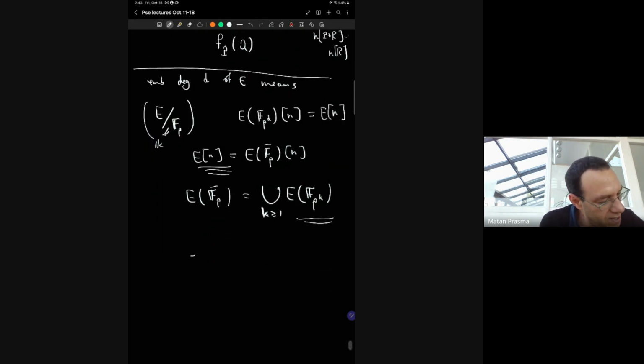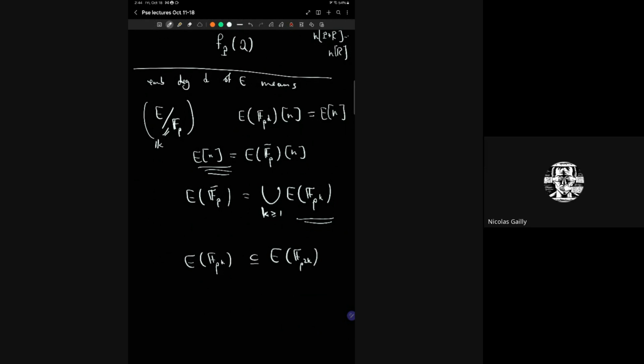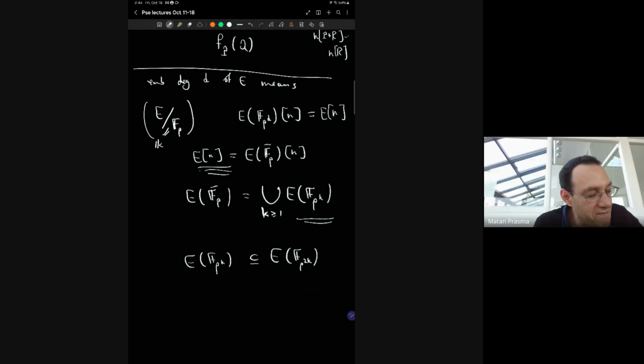This is like E of F_{p^k} is contained in E of F_p to the, I don't know, 2k. Right? This thing is a chain. So I have a finite set that is contained in an infinite chain. It means that it has to be contained in some finite stage of the chain. And the embedding degree is the minimal place in this chain for which I get all the n torsion points.